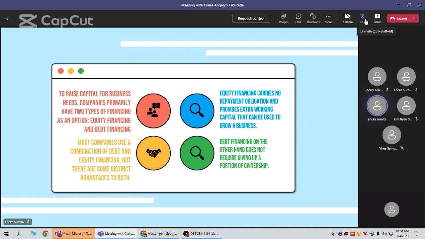First, we have equity financing. It carries no repayment obligation and it provides extra working capital that can be used to grow a business. So here, there is no repayment obligation unlike debt financing, because they use their equity to get investment capital. For example, a company needs to raise capital to fund its business so that it can grow.